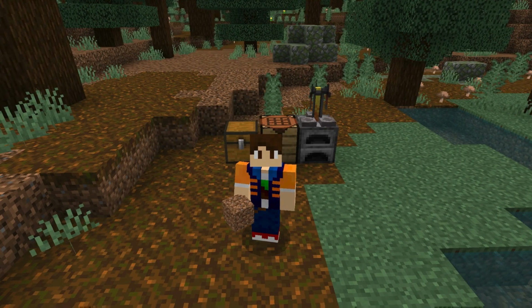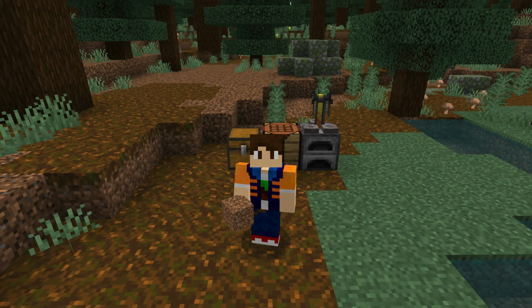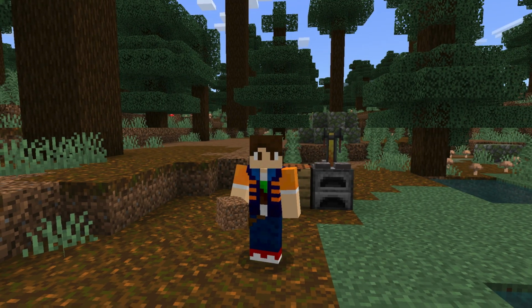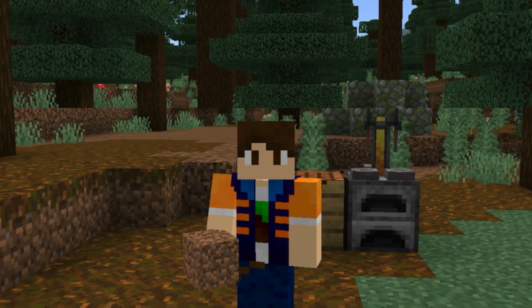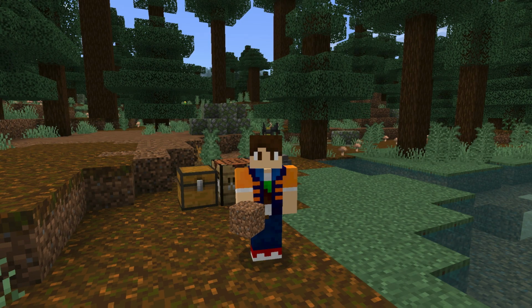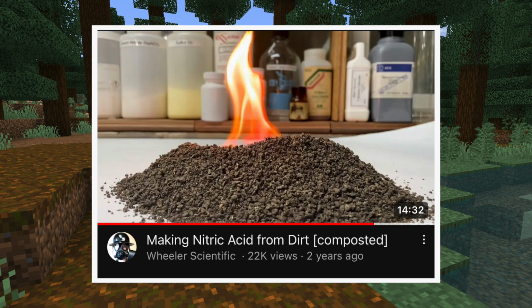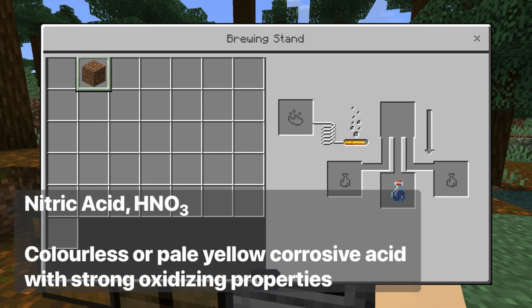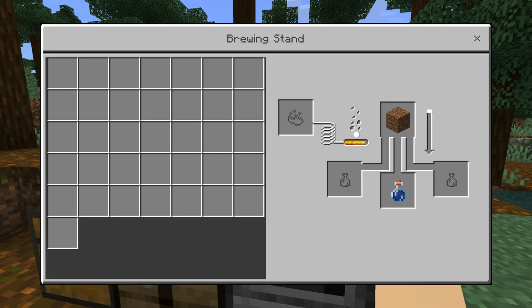Now, there is one more thing I haven't introduced yet, and that is nitrates. Now, nitrates are one of the hardest compounds to get in nature, and it was kind of difficult to find a logical way to get them in game. But then one day when I was researching how to get nitrates, I found out that it's possible to get nitric acid from dirt. So, I made it so that you can get nitric acid by using a water bottle and dirt with a brewing stand.